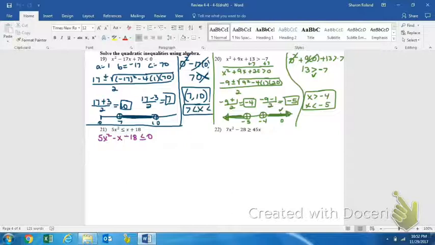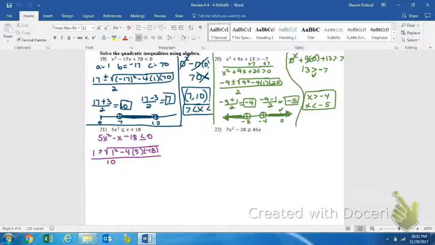So that's going to be negative B, so that's +1, plus or minus the square root of 1 squared minus 4AC. All of that is divided by 2 times A, which is 10.